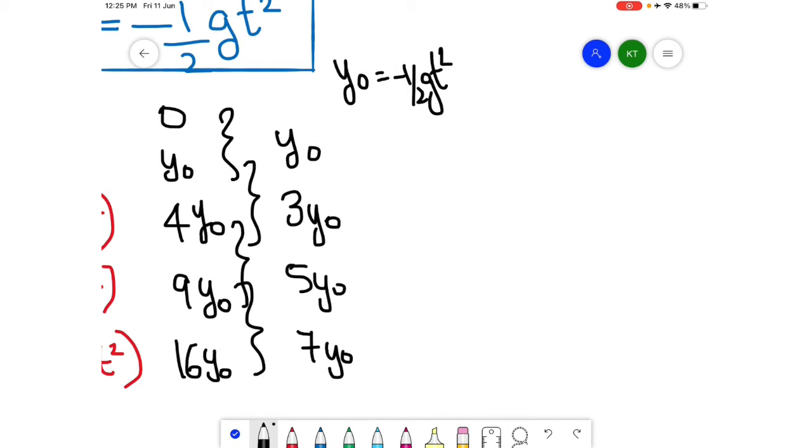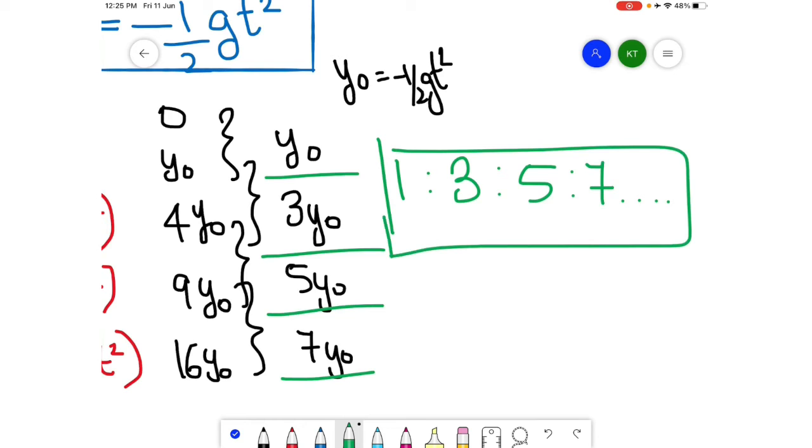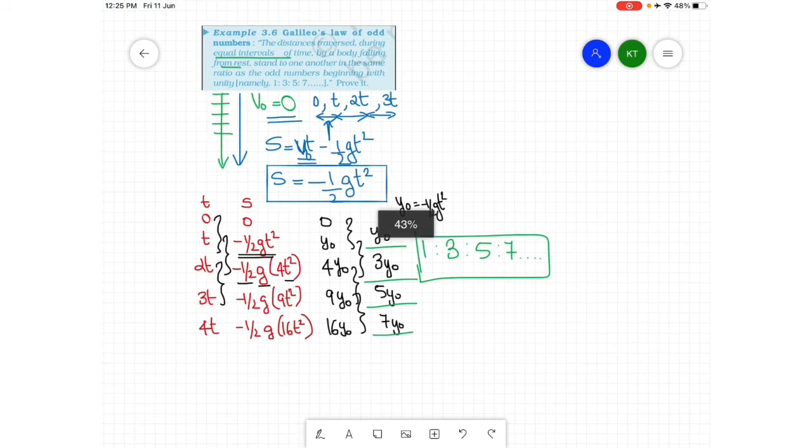Now, if we take the ratio of this, what do we get? Ratio is simply the division between everything. Here, all the y naughts will get cancelled. We get the final value to be 1:3:5:7. And if we continue with the distances, it will go like this. So we have proved it. It is in the form of odd numbers.